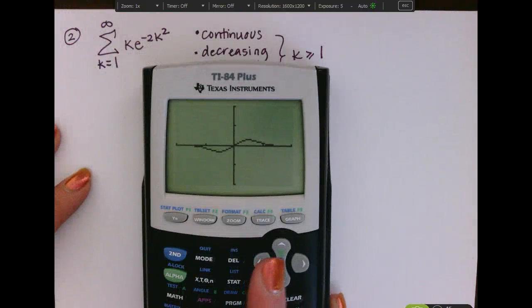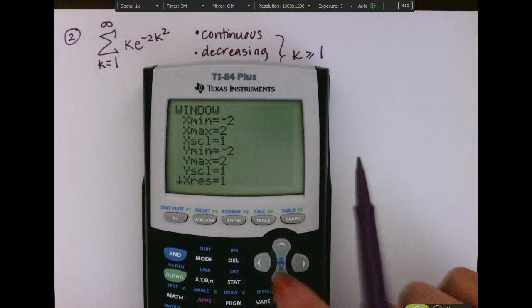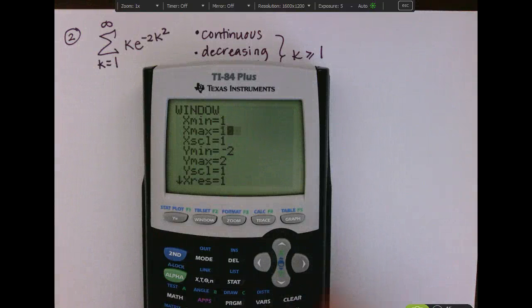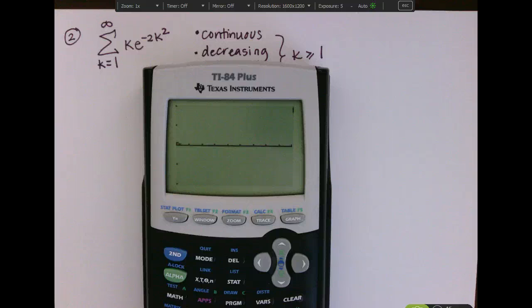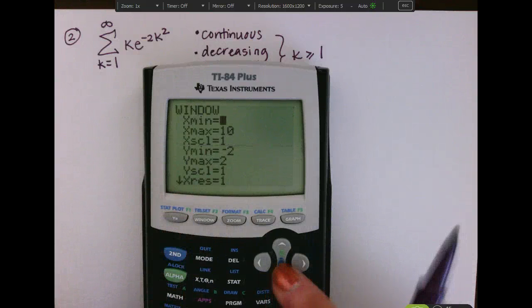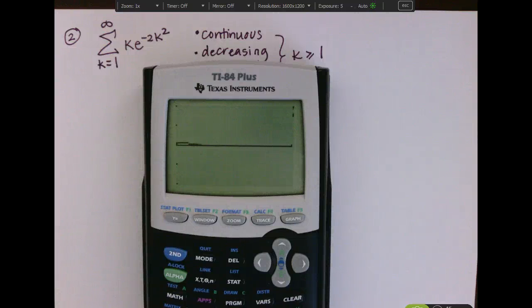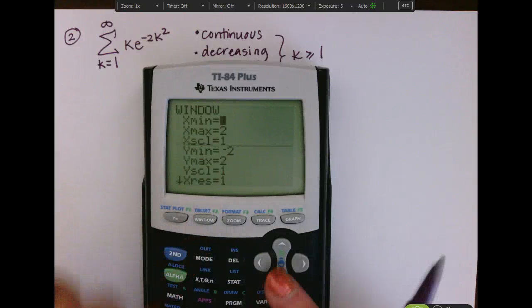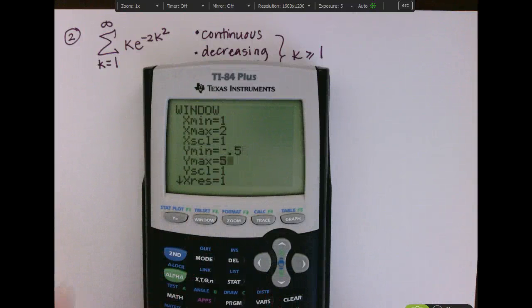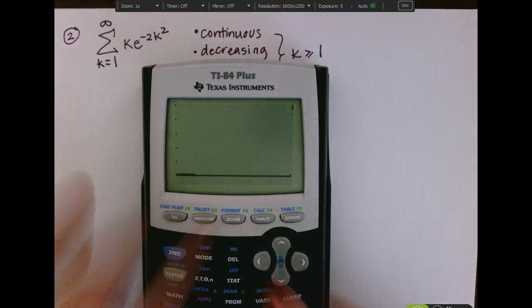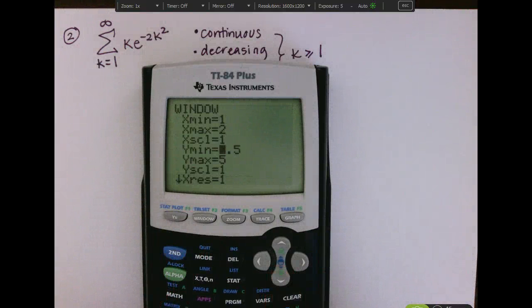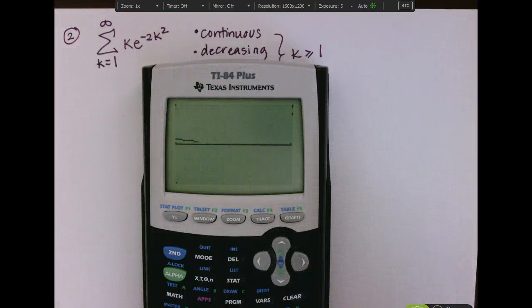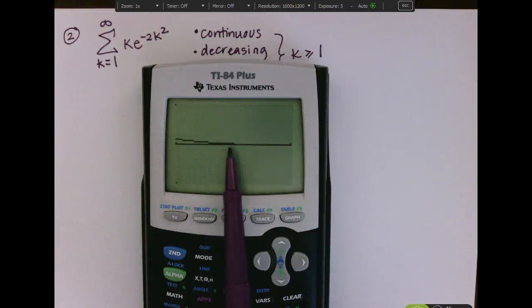So when I look at this graph, I want to probably change my window, maybe from 1 to 10 or something like that. That's too much. It stops there. Sorry, let's try from 1 to 2. Okay. Let's adjust the y-axis a little bit. Whoops. Yikes. Making this worse. Okay. Good enough. So here's my graph from 1 on, and you can see that it is in fact decreasing.